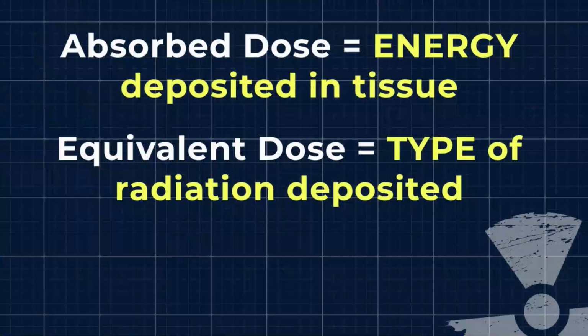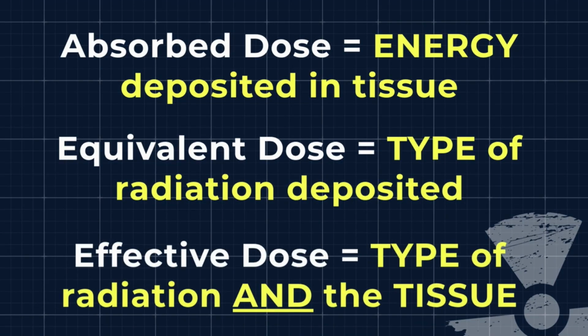Effective dose is one of the best quantities for understanding the potential, keyword potential, long-term biological effects of radiation exposure to humans. It takes the information we already have and adds another layer to it. Absorbed dose tells us how much energy was deposited. Equivalent dose accounts for the type of radiation. Now, effective dose accounts for the type of radiation and the radiosensitivity of the tissues and organs exposed.